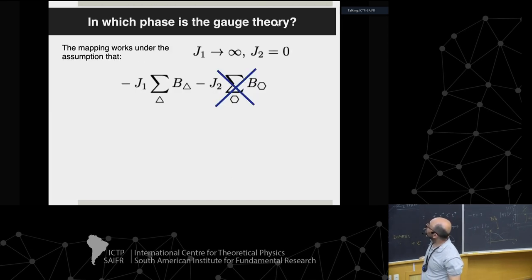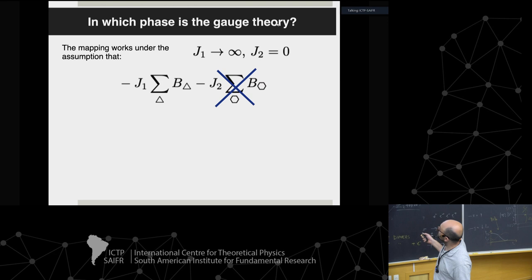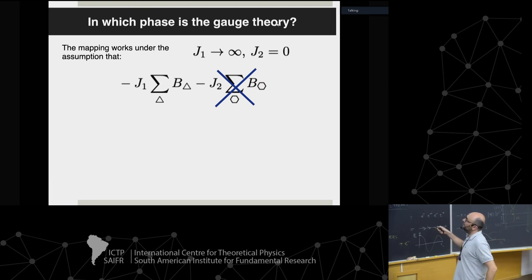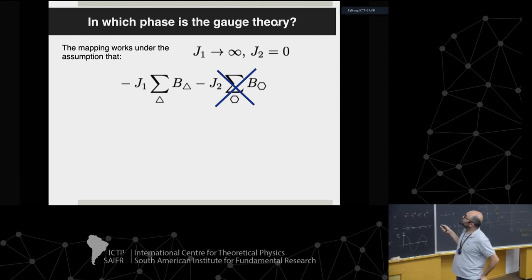So in which phase is this gauge theory in the experiments? This is a question that we can ask. Have they really realized it? Now we have a model which can have a spin liquid, this is Z2 plus X, and we understand where they are. By doing the precise mapping between the microscopic parameters and the Rydberg model, it turns out that the gauge theory has J1 equal to infinity in the experiment, and J2 equal to 0.